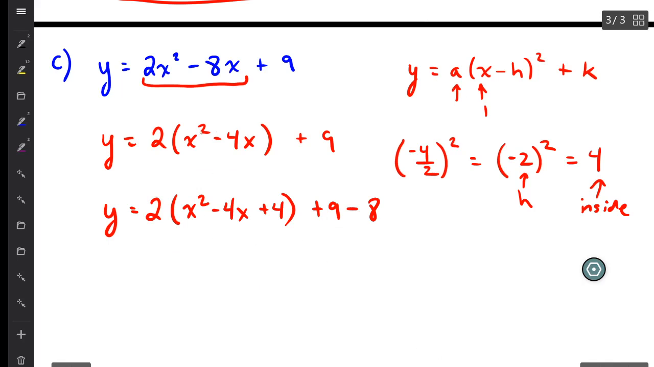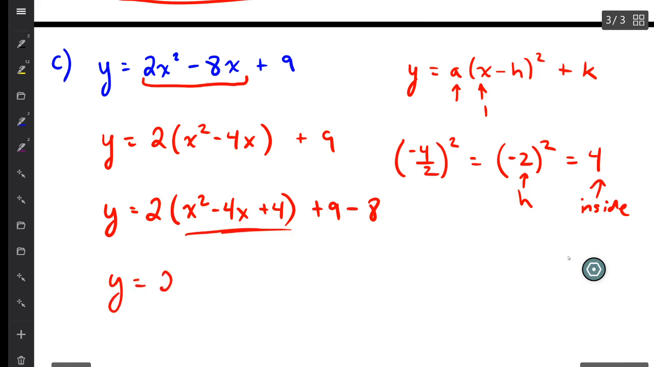So what were the things that I did so far? I factored out a 2. And then I took this b term, negative 4, divided by 2. I squared it. I got 4. So I added 4 inside. But then I subtracted 2 times 4. I subtracted 8 outside. Okay, now we're going to factor this.